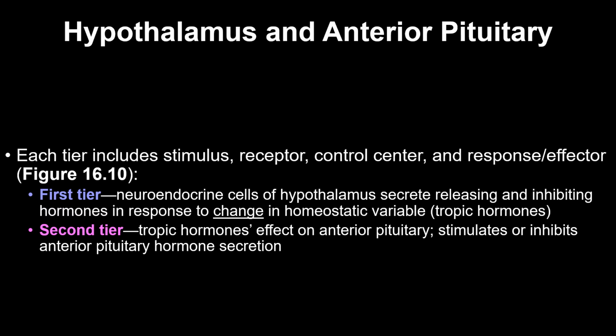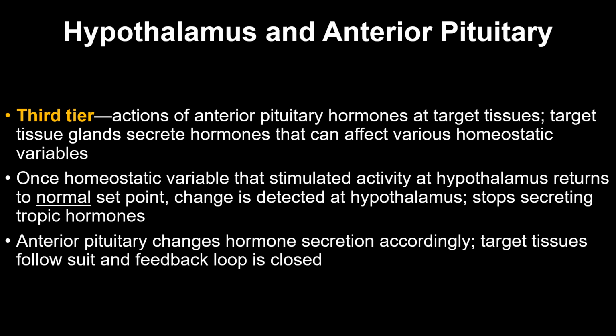So the first tier of feedback control really involves neuroendocrine cells of the hypothalamus. And this is going to then secrete the releasing or inhibiting hormones, which then stimulate or inhibit hormone production from the anterior pituitary, which is the second tier of control. The pituitary hormones then stimulate cells of their target organs. Many of them are other glands, which then act as the third tier of feedback control. The glands of the target organs secrete hormones that affect some well-regulated physiological variable there.